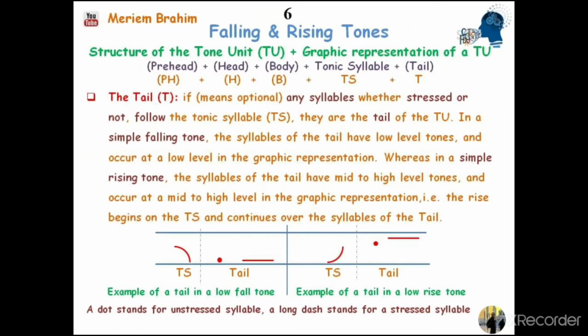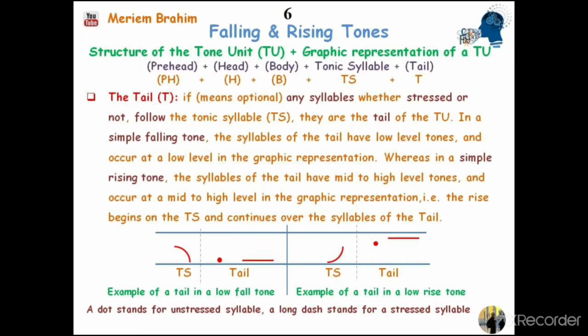We carry on with another element, which is called the tail. The tail, what is the tail? The tail is any syllables, whether stressed or not, that follow the tonic syllable; they are the tail of the tone unit. So, what is the tail? The tail is any syllables, stressed or not, which come after the TS.